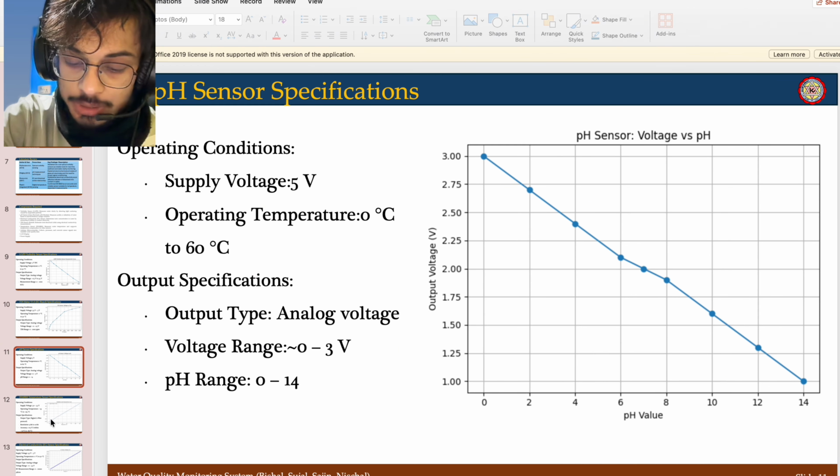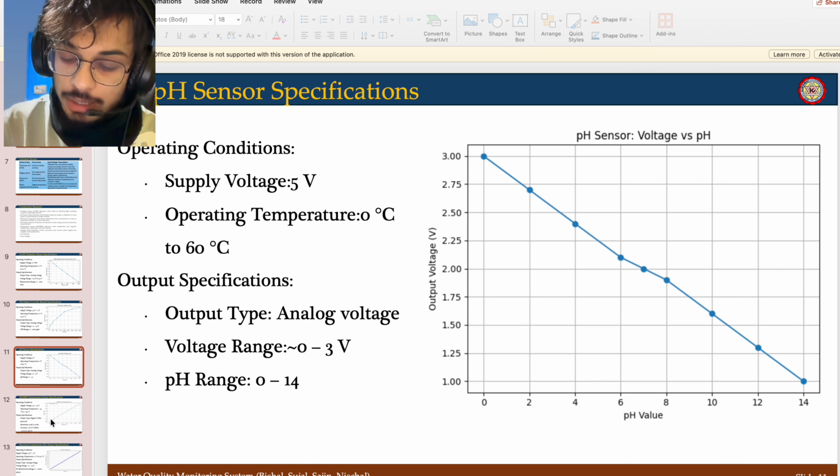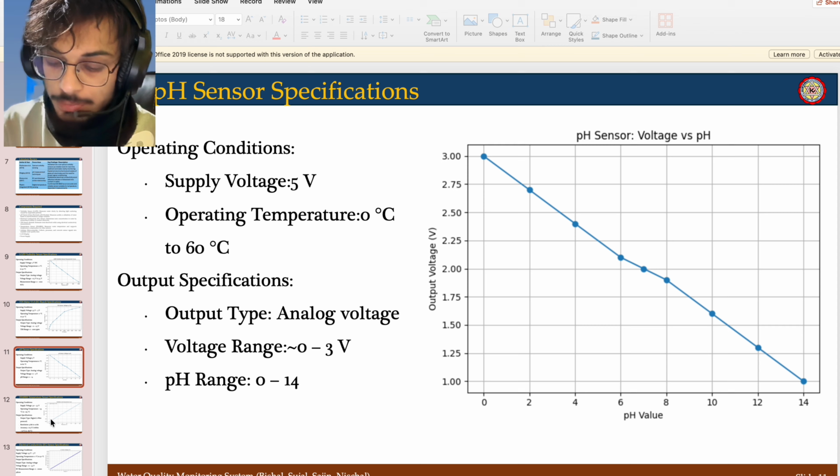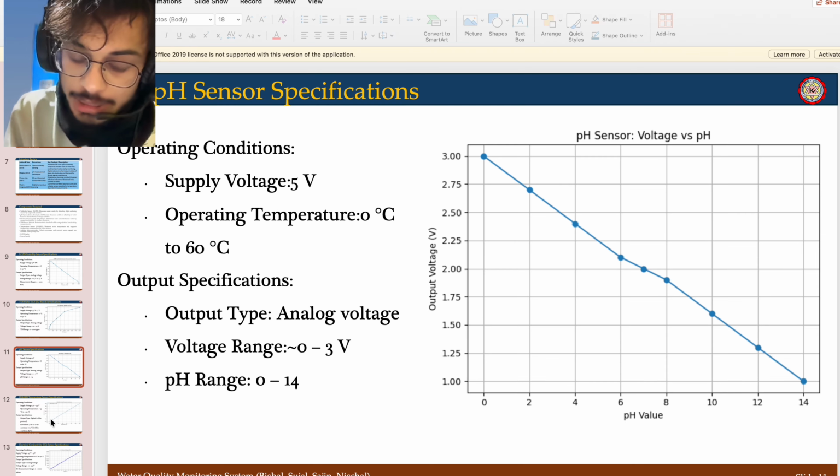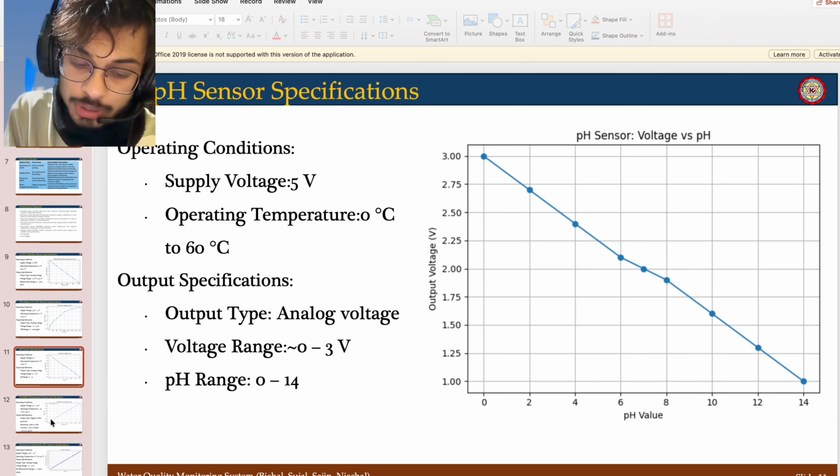For less H plus concentration, signal conditioning will give a low voltage, and the 100 millivolt will be a high voltage after signal conditioning, which will correspond to low pH. So high voltage means low pH, and low voltage means high pH, because there is less H plus concentration.